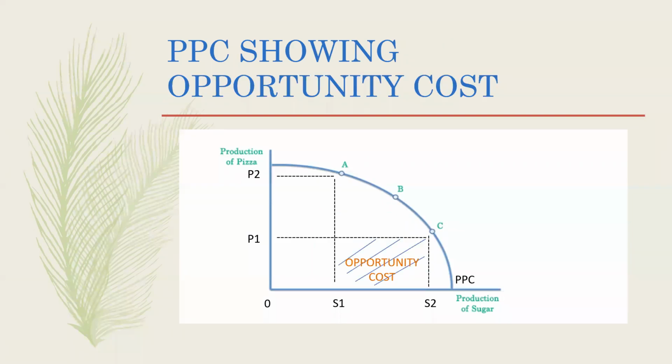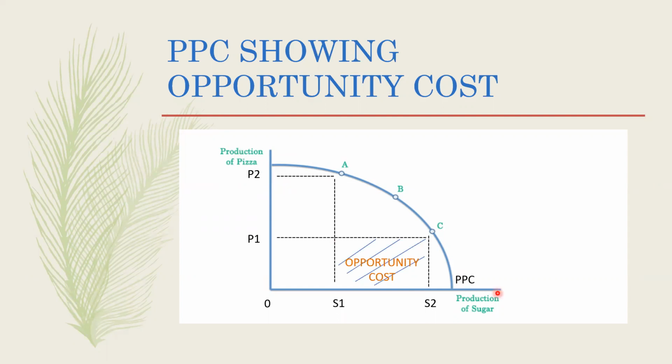This PPC, on the other hand, shows opportunity cost. According to this PPC, if the economy wants to produce more pizza, let's say at P2, which is over here, they consume more pizza. They will have to give up some sugar because we can't have both.